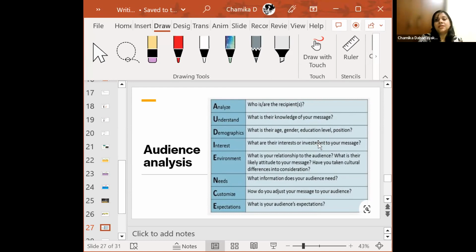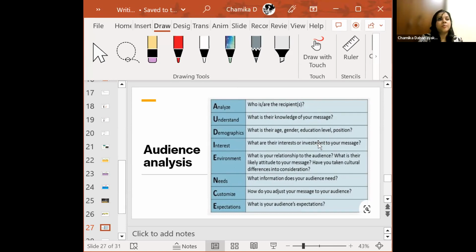If you are writing in the exam, who are you writing for? You are writing for an unseen examiner, right? The examiner could be a woman or a man. They can come from various backgrounds. So you have to remember that. Understand what their knowledge level is.